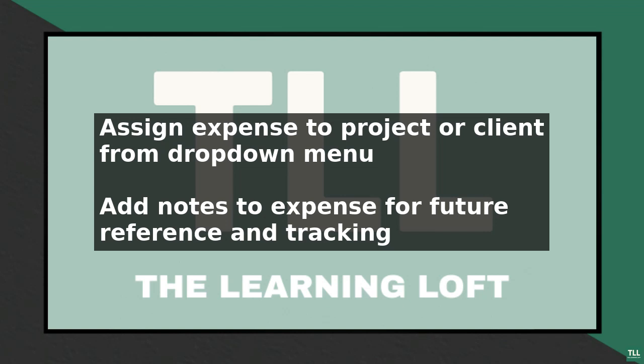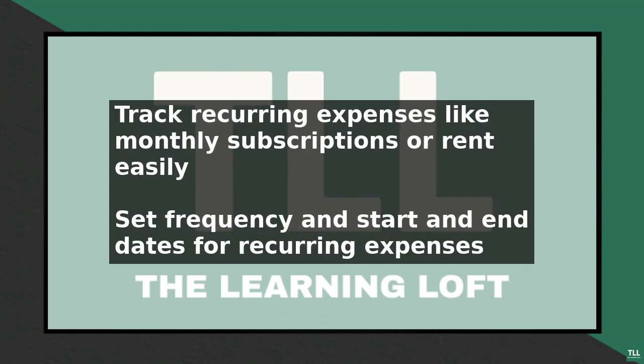Bill4Time also allows you to track recurring expenses such as monthly subscriptions or rent. To add a recurring expense, click the Recurring Expense button and enter the details of the expense. You can set the frequency of the expense and the start and end dates.